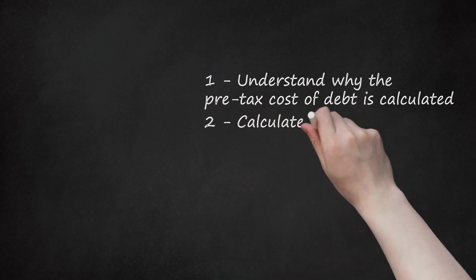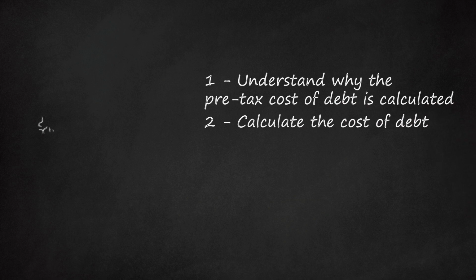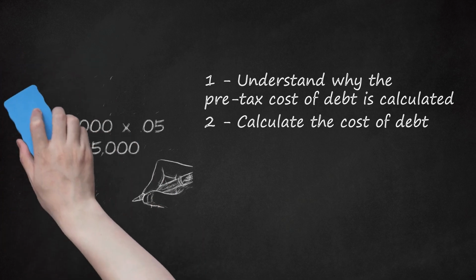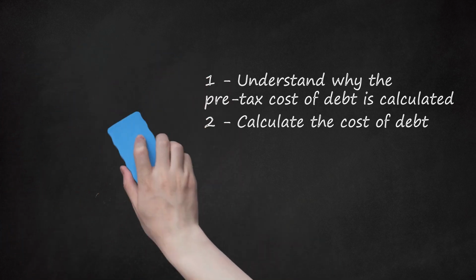2. Calculate the cost of debt. The interest rate of the debt is multiplied by the principal. For example, for a $100,000 bond with a 5% pre-tax interest rate, the pre-tax cost of debt could be calculated with the equation $100,000 x 0.05 equals $5,000. The second method uses the after-tax-adjusted interest rate and the company's tax rate.